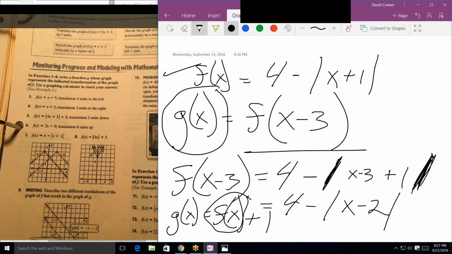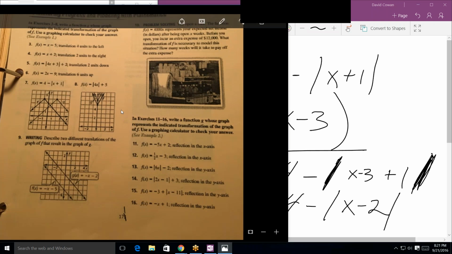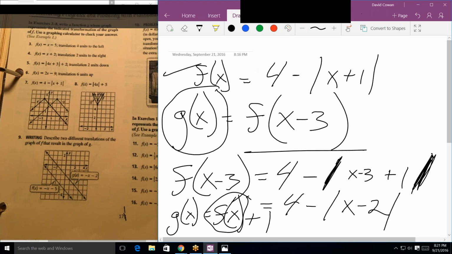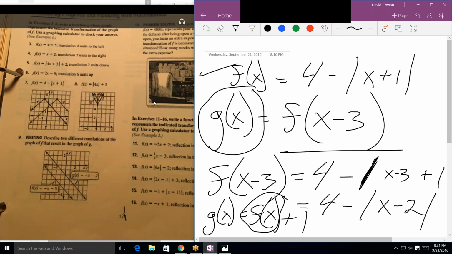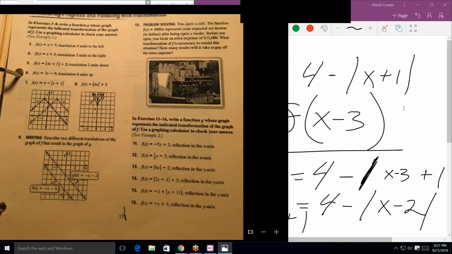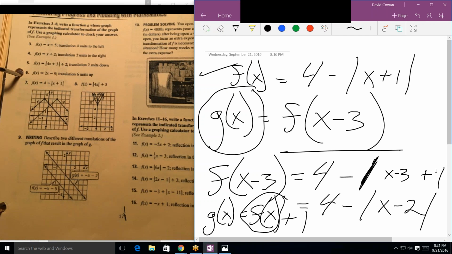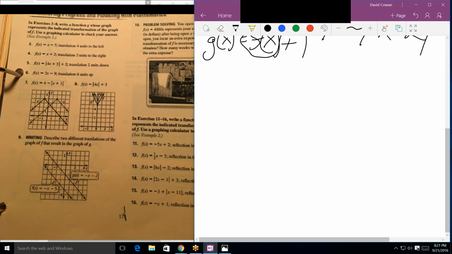Okay? All right, let's look at 9. You had to do 9? Yes. If I have to run quickly on you, it's because I have an 8:30 appointment. Yeah, no problem. We may not get through all of these, but we've got 10 minutes. Describe two different translations of the graph of f that result in the graph of g.